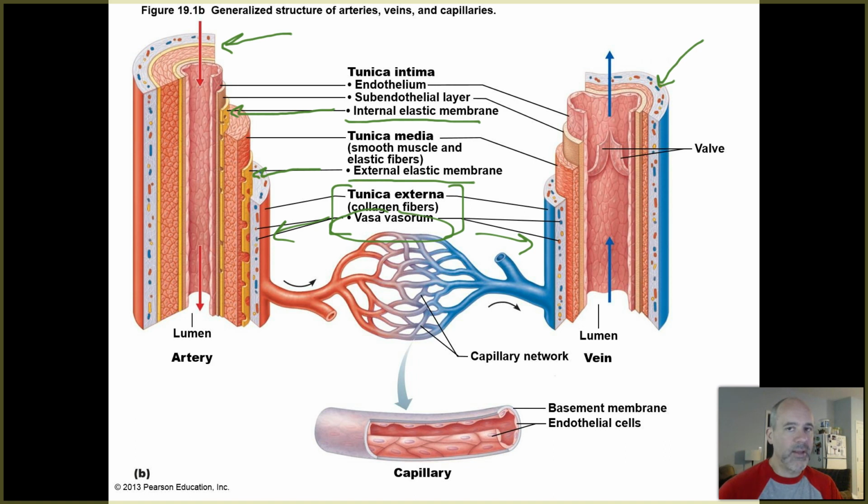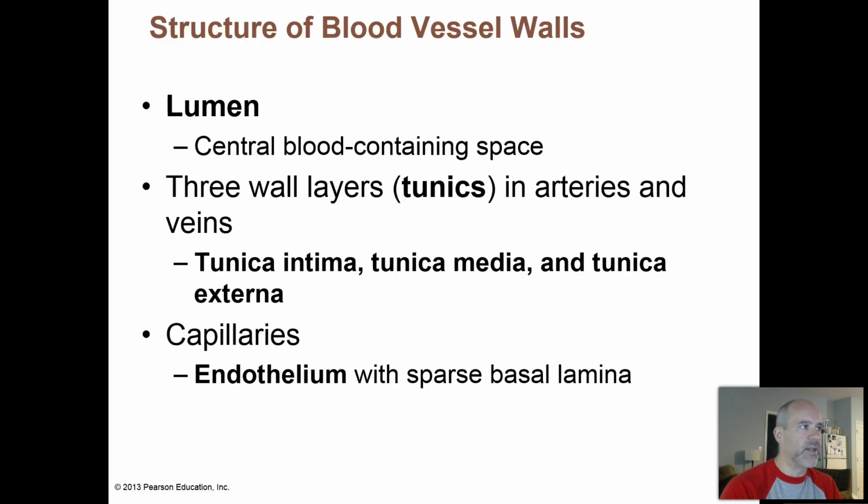So that can be kind of hard to think about at first, but your larger arteries and veins are so big that they actually need their own little teeny tiny arteries and veins within the walls to provide a blood supply to the tissues of the wall itself. And that system of blood vessels is called the vasa vasorum.